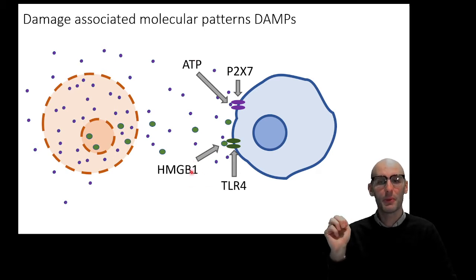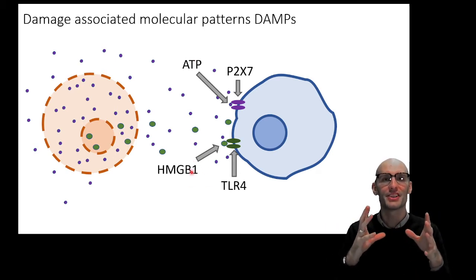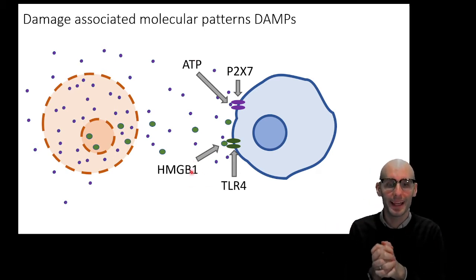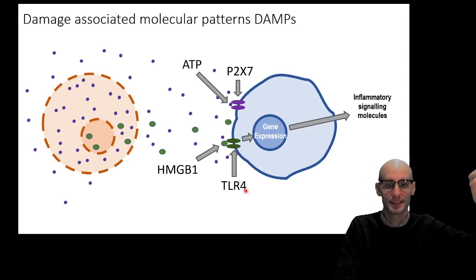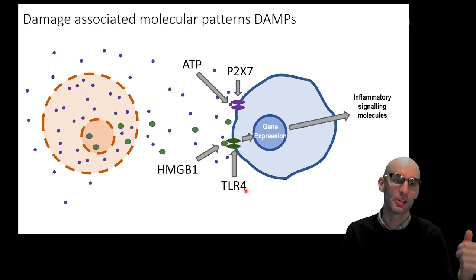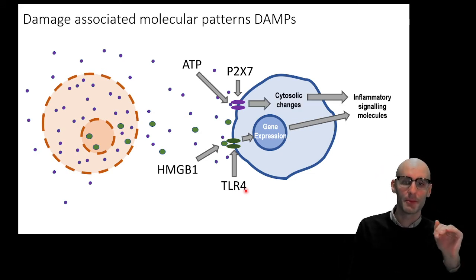So HMGB1 has obviously undergone a few mutations to make it look more like LPS, so that when it comes out, it can bind to and activate the TLR receptor. So it then goes on to activate NFkB and turn on those cytokines. So we end up with gene expression changes and inflammatory signaling molecules.